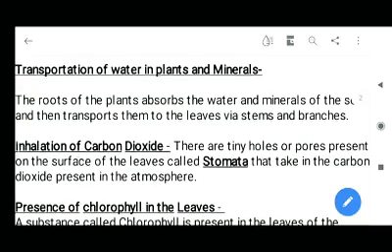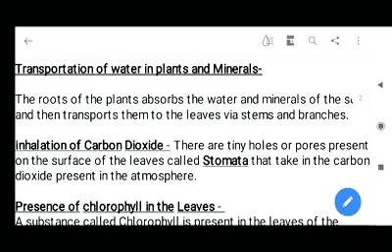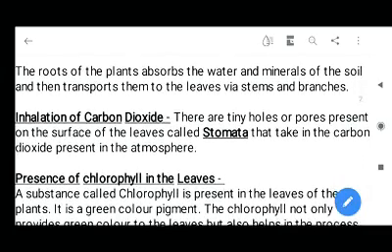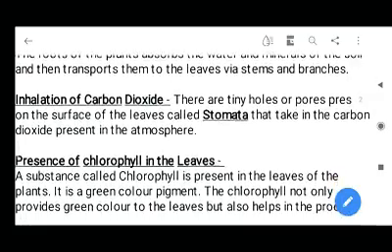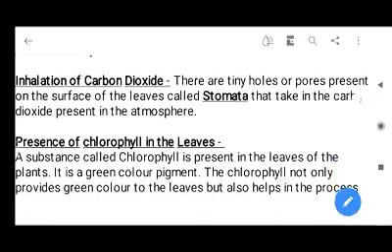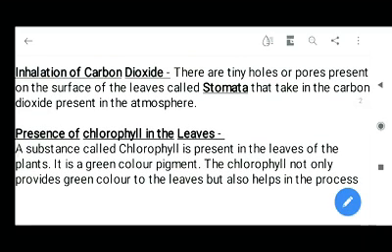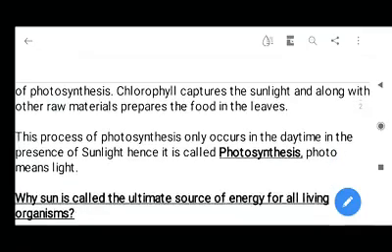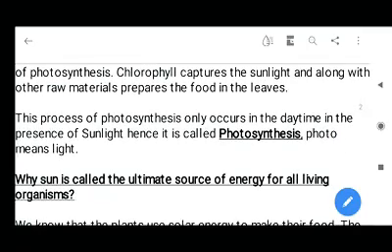Now let me explain the transportation of water and minerals in plants. The roots of the plants absorb the water and minerals from the soil and then transport them to the leaves via stems and branches. The carbon dioxide is absorbed by the stomata, which are present on the lower surface of the leaves. Chlorophyll is present as a green color pigment in the leaves of the plants. Chlorophyll captures the sunlight, and along with the other raw materials it prepares food in the leaves.